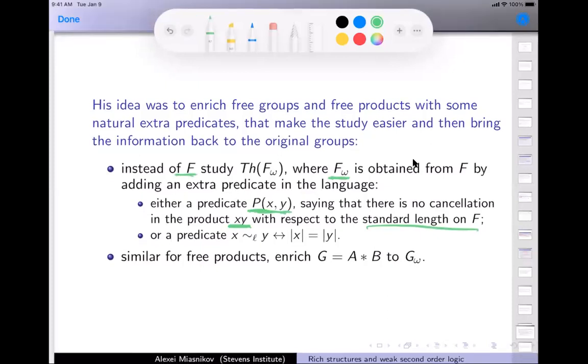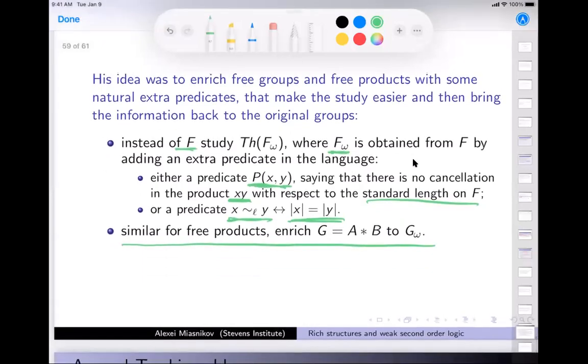Or you can add equivalence relations saying that elements x and y have the same lengths. Or you can do a little bit of things like that. And also you can do it for free products, because there is a length function there as well, the standard length function. Huber-Dyson proved that in this case the theory is undecidable. We didn't know, but we wanted to see what would be the expressive power of the new language, of first order logic in F omega or G omega.